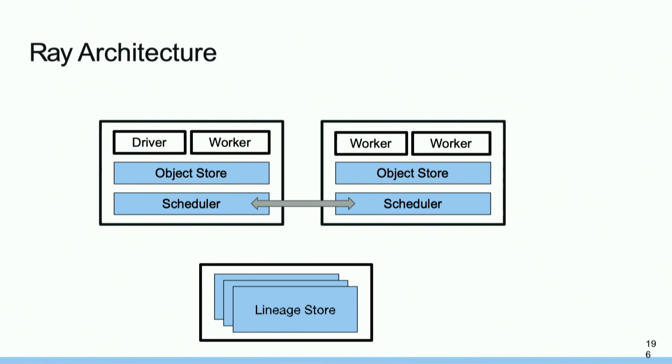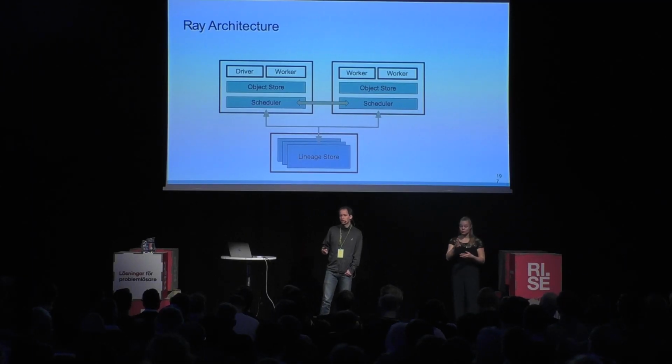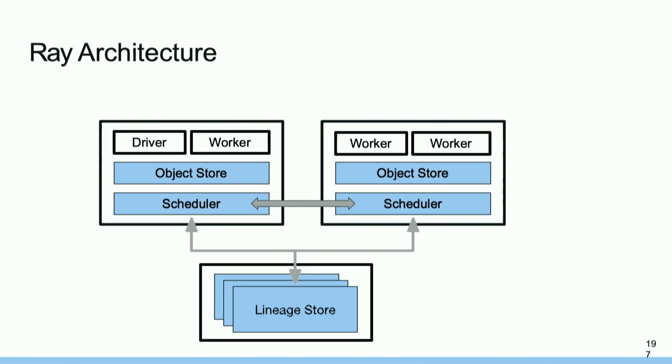So this is especially important in the regime where you have many cores on each node, and there's a lot of data. So we use shared memory to efficiently share the data without serialization overhead. And then we use this global control store, which is a sharded database. So this makes it possible to make the rest of the system basically stateless.